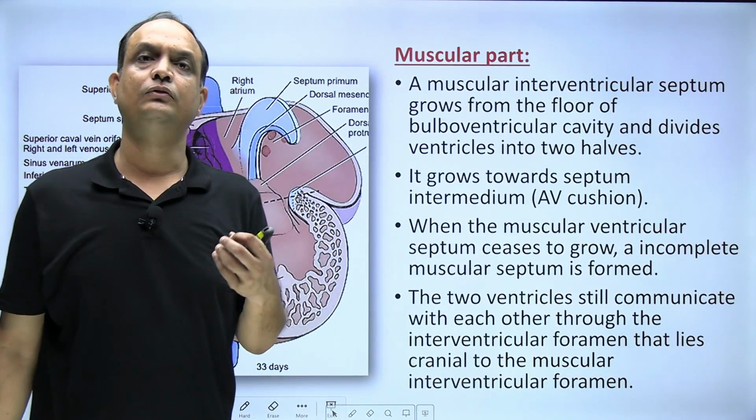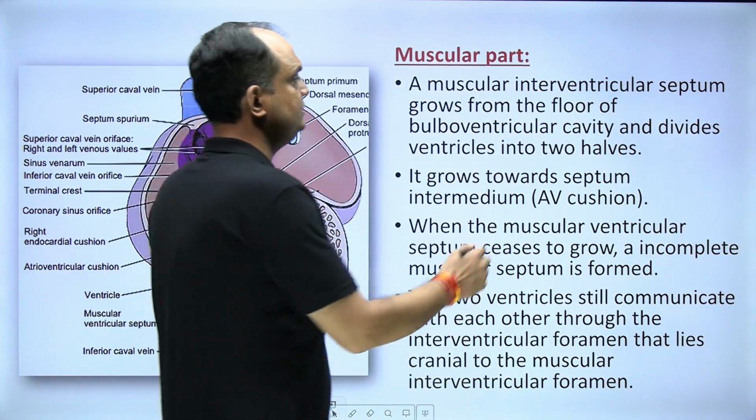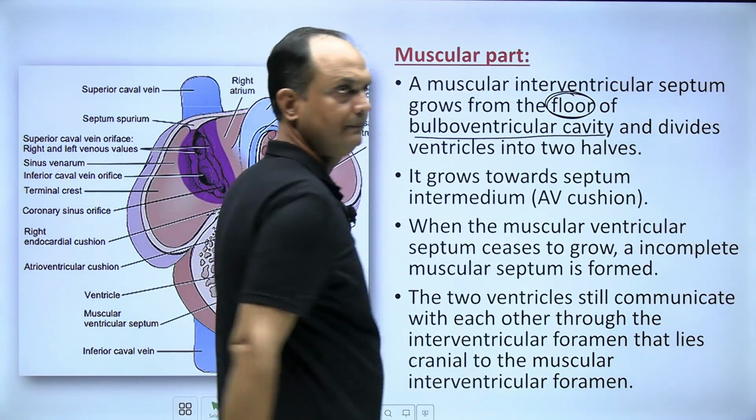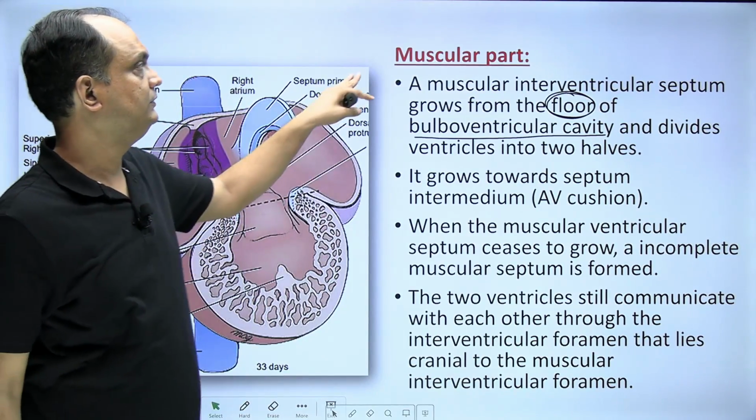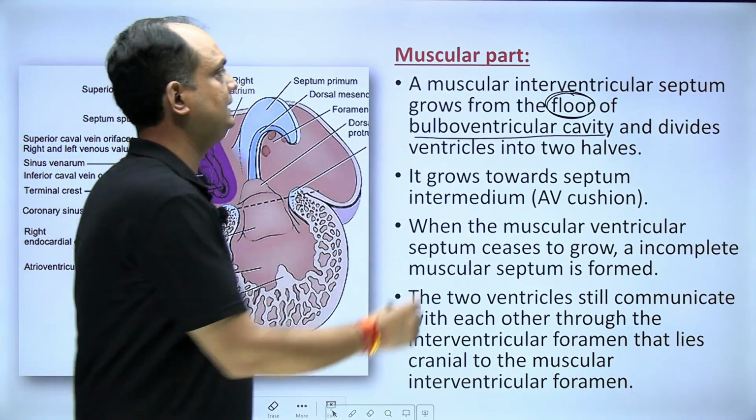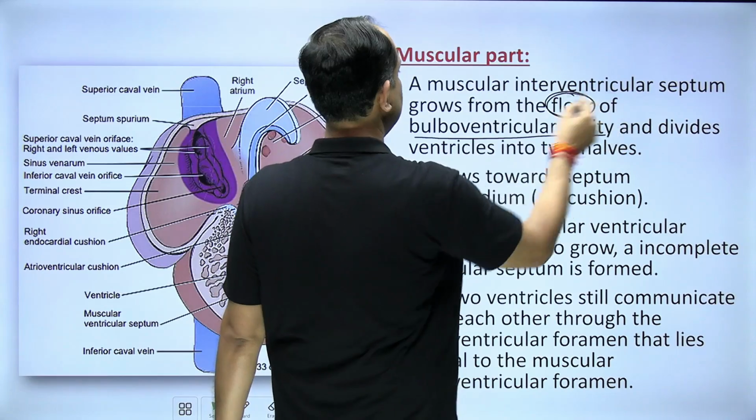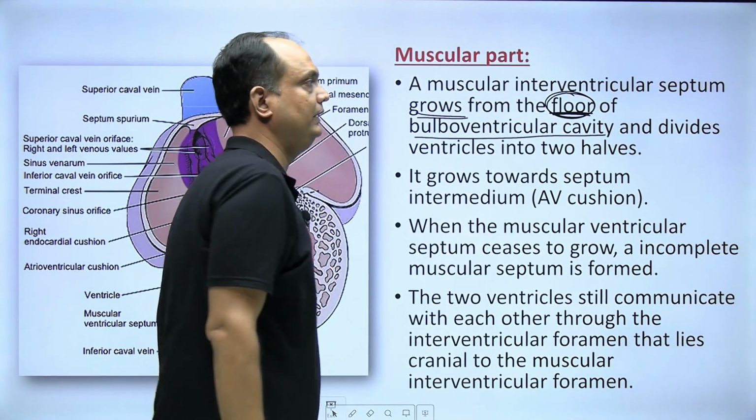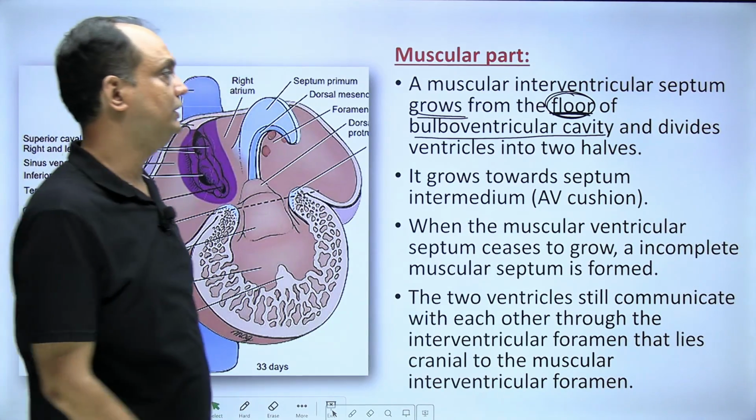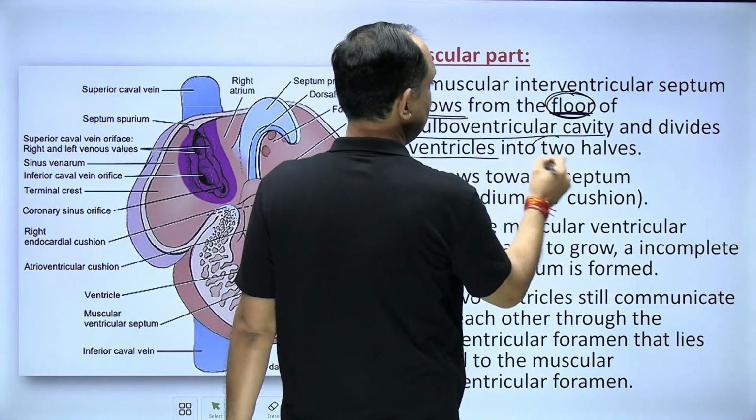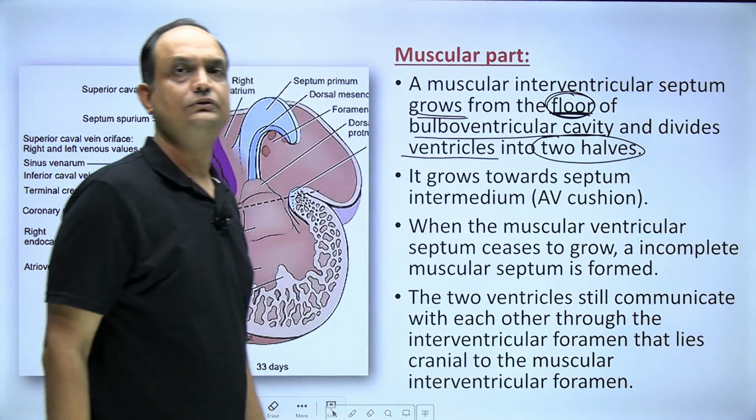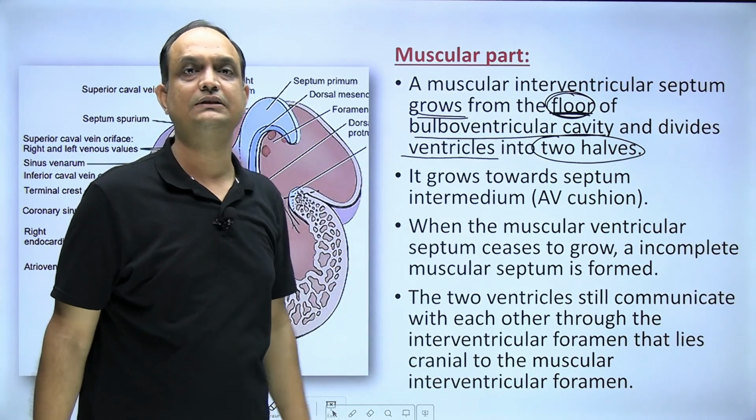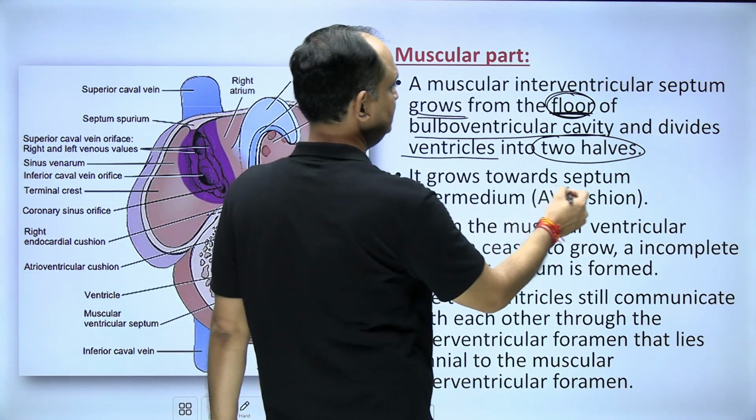Now what will happen? There is a formation of a muscular ridge. This ridge arises from the floor of the bulboventricular cavity. So when you are writing the formation of the muscular part, the first thing is that the muscular part of the interventricular septum grows from the floor of the bulboventricular cavity, and this is going to divide your ventricles into two halves.